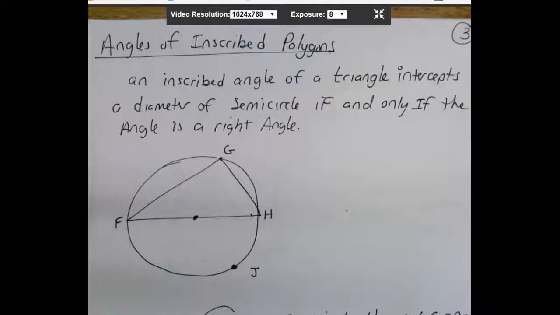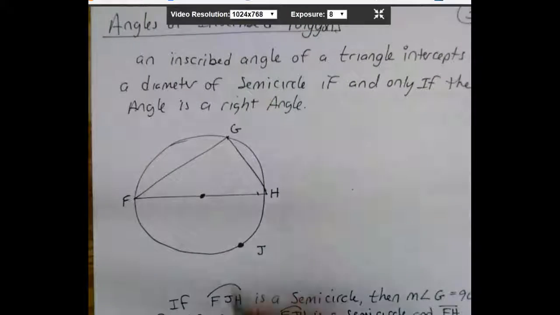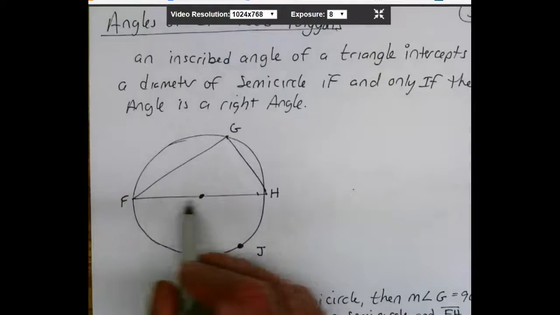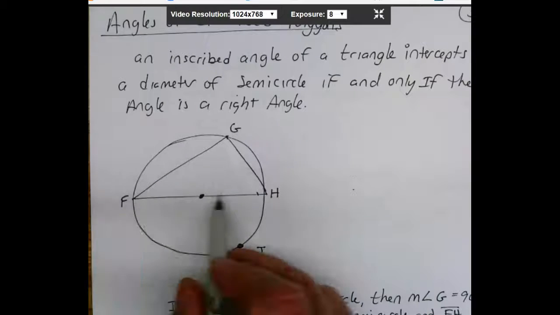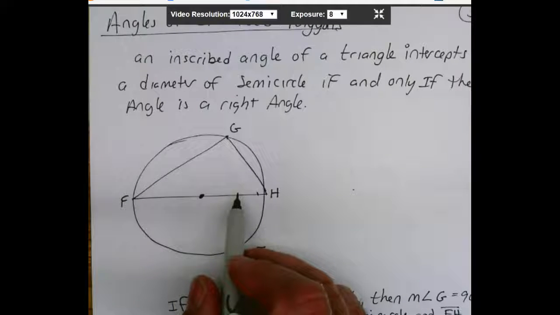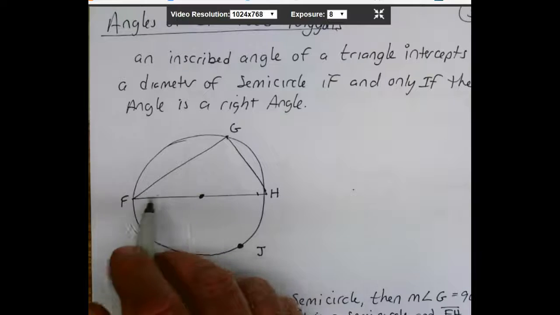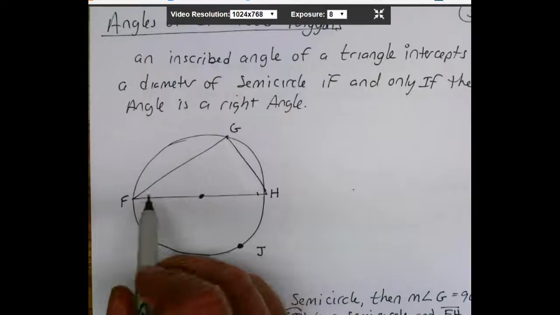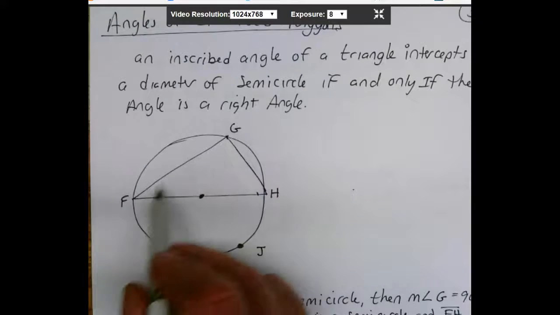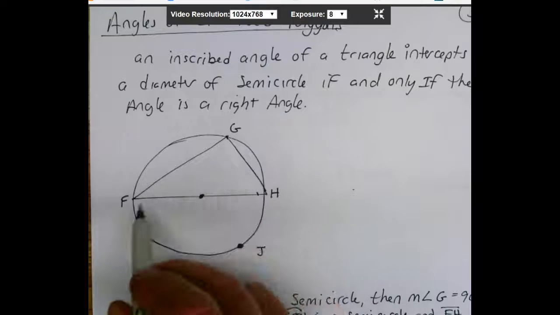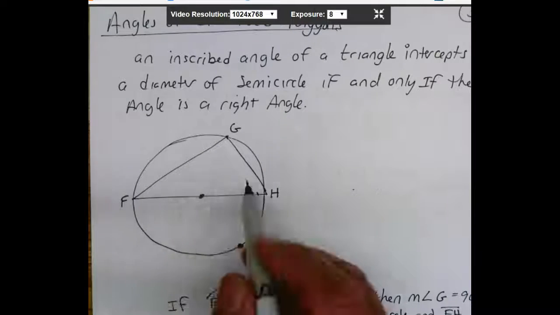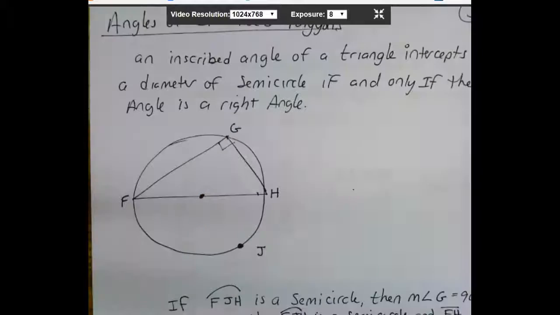Okay, so this kind of tells us, if we're looking at this thing here, and this is intercepting this, if an inscribed angle of a triangle intercepts a diameter of a semicircle, so it's intercepting right there, right? The only way that can happen is if this is a right angle.